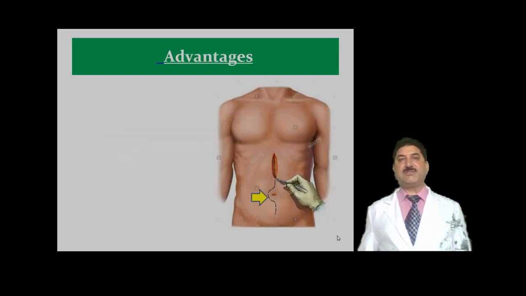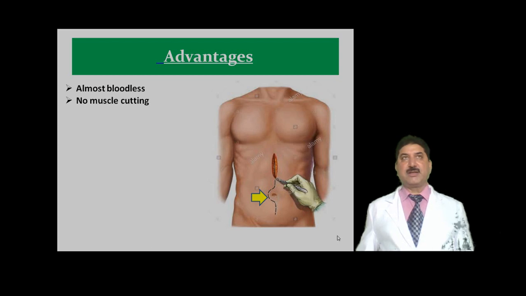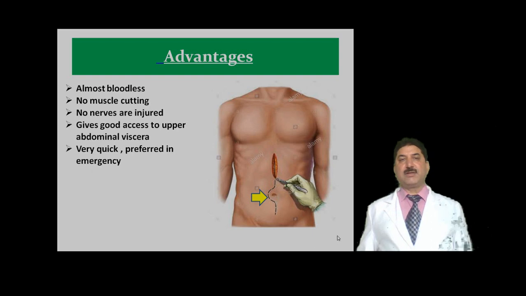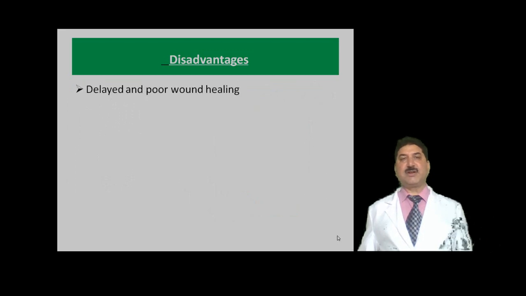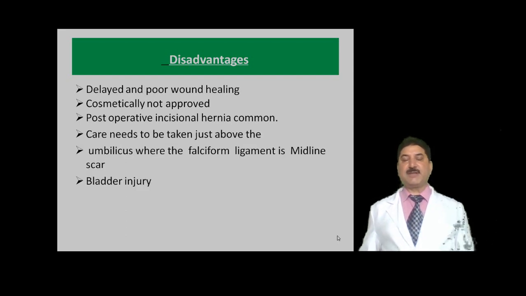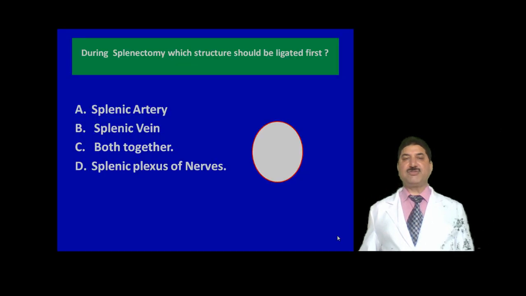peritoneum. Advantages of this incision are there is less bleeding, it is almost bloodless, there is no muscle cutting, no nerves are injured, and it gives better access to the upper abdominal viscera. It takes less time, so this incision is preferred in emergency. Disadvantages of this incision are there is delayed and poor wound healing. It is not approved cosmetically. Post-operative incisional hernias are common. Infraumbilical incision may lead to bladder injury.